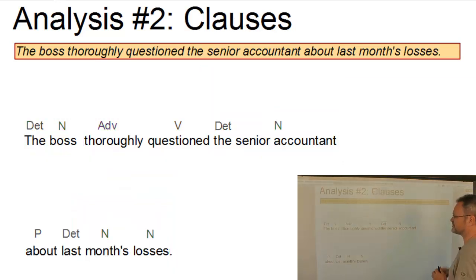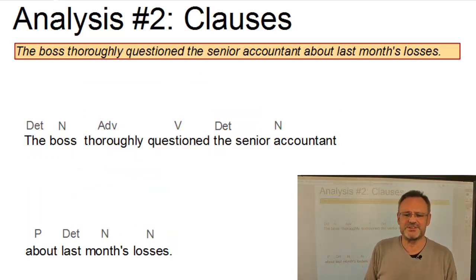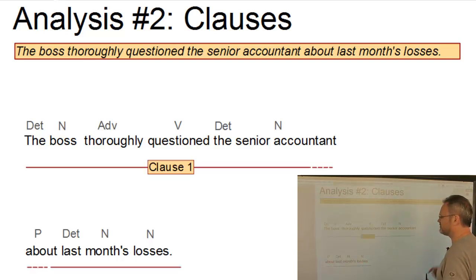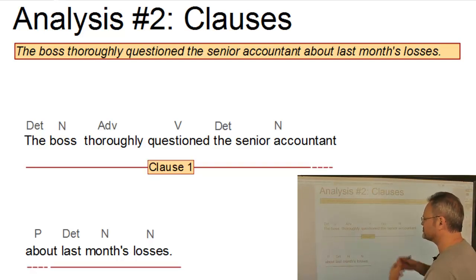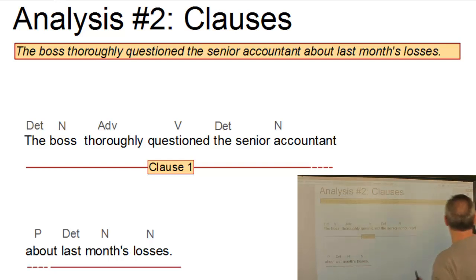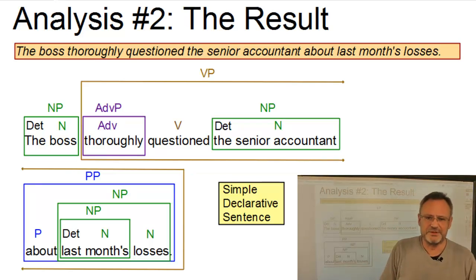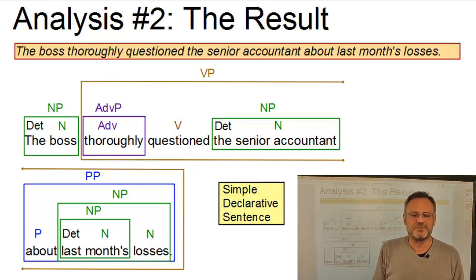Let's now look at the clausal structure, which is really simple here. As far as the clausal analysis is concerned, we only have one clause, namely the entire sentence, which is identical with a clause. So here is the result. A simple declarative sentence with several nested phrasal categories.